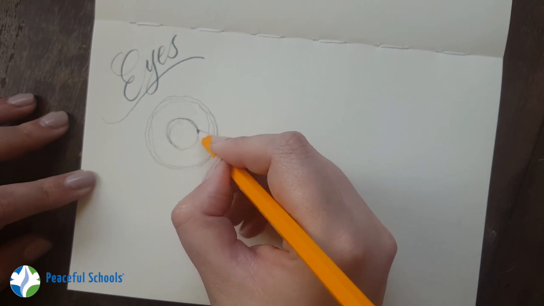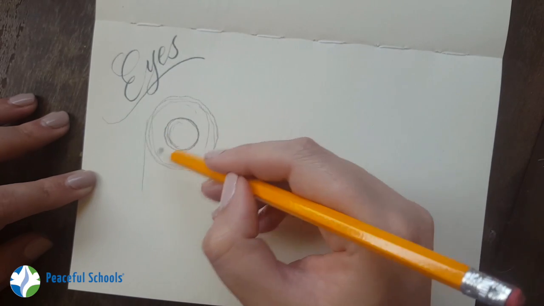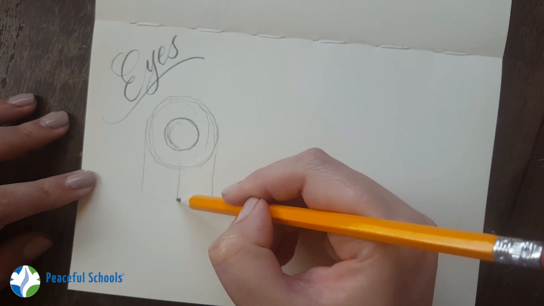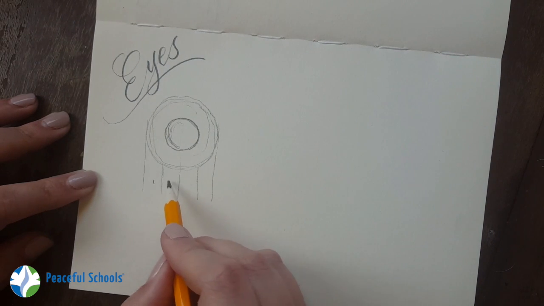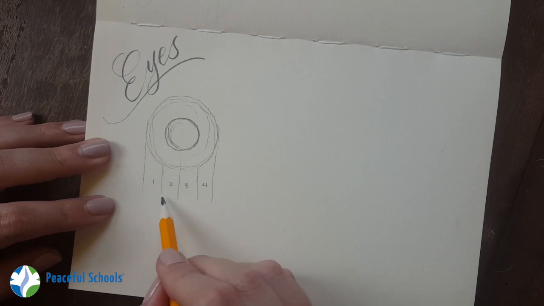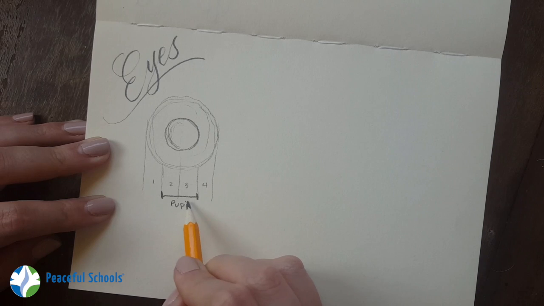This is the iris, or the colored part of our eyes. To get the right sized iris, one trick is to make it about 2/4 the size of the entire eye. We can split our large circle into 4 equal parts, and the iris should be as wide as the 2 parts in the middle. I realized that I labeled this part the pupil in the video, but I meant to write iris, so please ignore that.